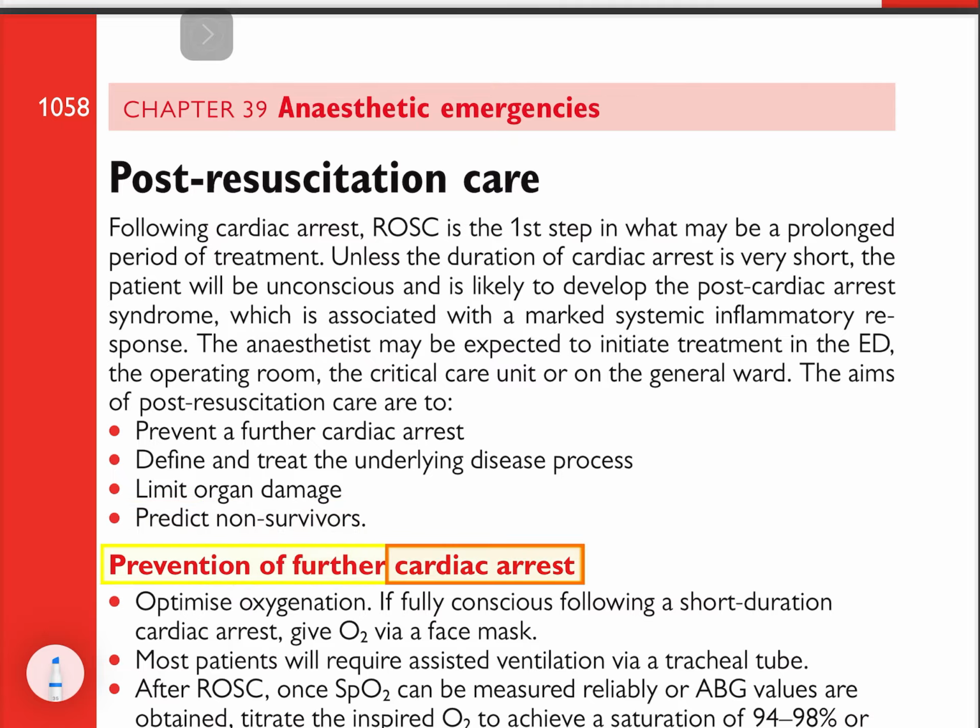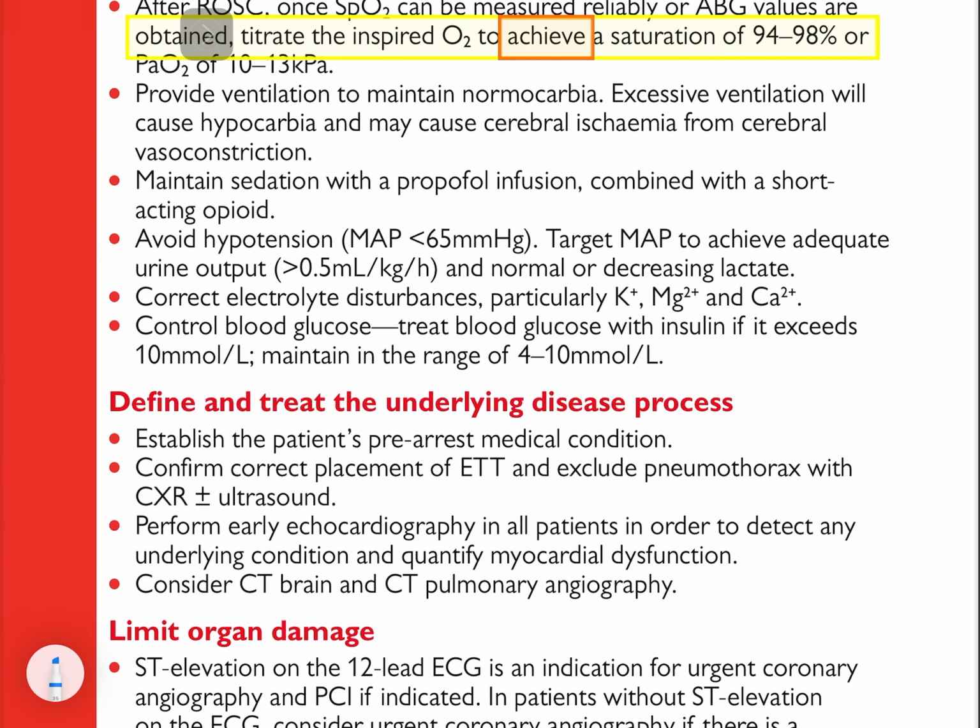Prevention of further cardiac arrest: optimize oxygenation. If fully conscious following a short-duration cardiac arrest, give O2 via a face mask. Most patients will require assisted ventilation via a tracheal tube. After ROSC, once SpO2 can be measured reliably or ABG values are obtained, titrate the inspired O2 to achieve a saturation of 94 to 98% or PaO2 of 10-13 kPa. Provide ventilation to maintain normocarbia. Excessive ventilation will cause hypocarbia and may cause cerebral ischemia from cerebral vasoconstriction.